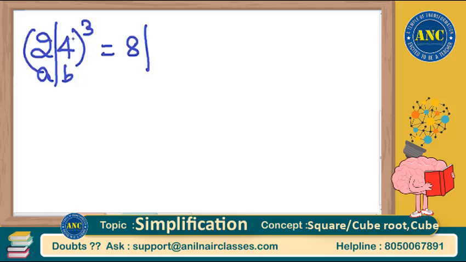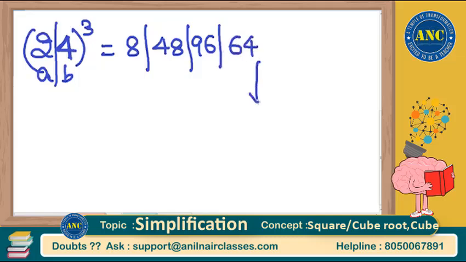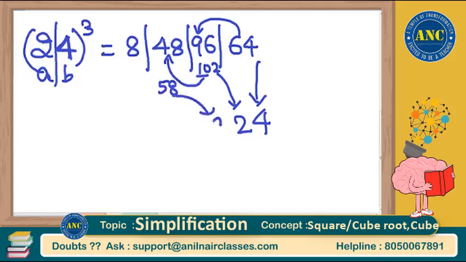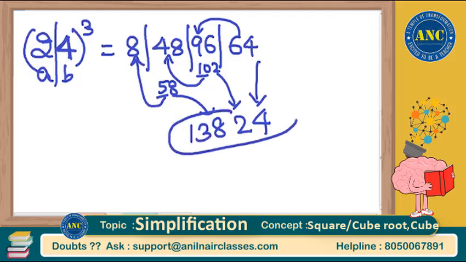3 into 4 into 4, which is 48. 3ab square: 3 into 2, 6; 6 into 16 is 96. b cube is 4 cube, 64. Take down the unit digit 4. 6 is carried. 102 it becomes. Take down the unit digit 2. 10 is carried. 58 it becomes. Take down the unit digit 8. 5 is carried. 8 plus 5 is 13. 13824 is nothing but the cube of 24.